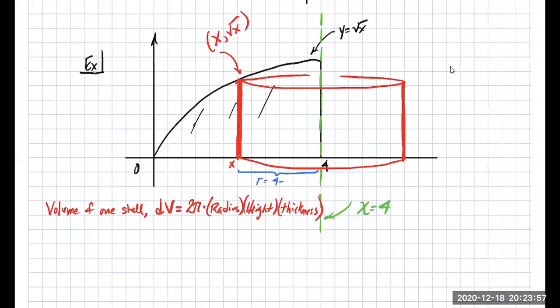Good, good, good. What's the height? Well, here's the height. What is that vertical distance? That turns out to be the length of the rectangle that created the shell. What is that vertical distance or length? Yeah, it's the y coordinate, isn't it? It's square root of x. So here, I'm going to say h equals square root of x.